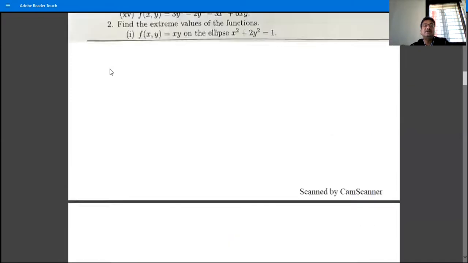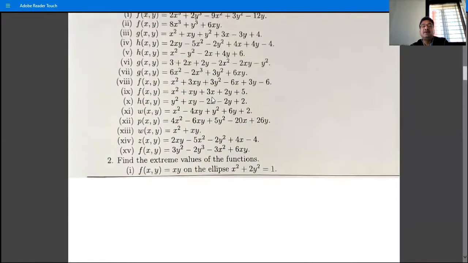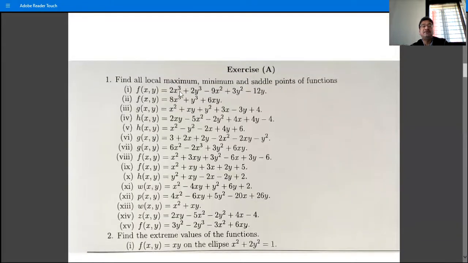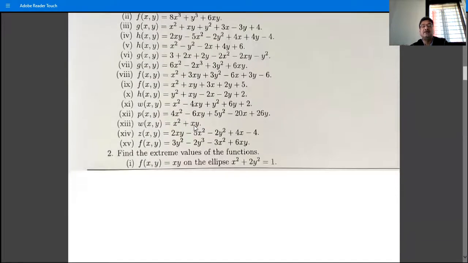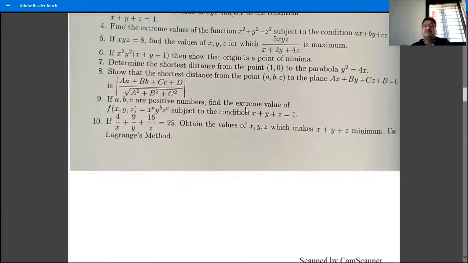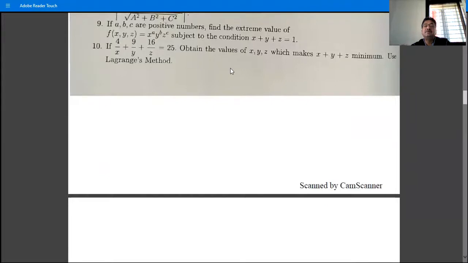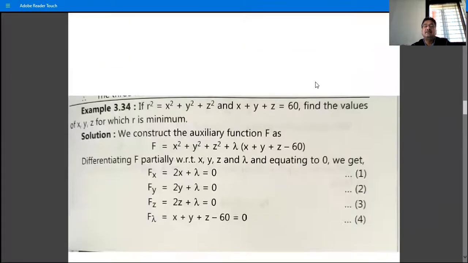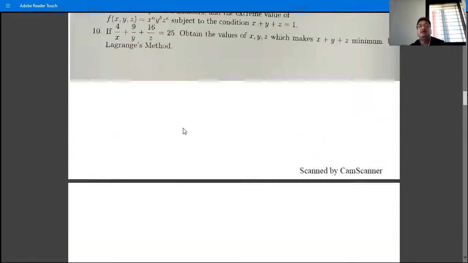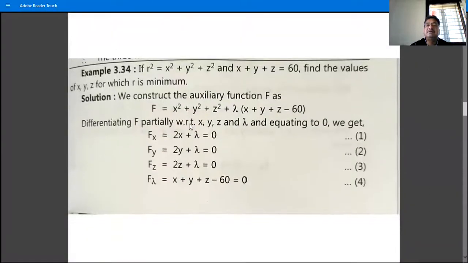So this exercise number 2 is on Lagrange's method of undetermined coefficients, and these are the problems on the second order derivative test. So solve all these problems. Again, the same problem is here. Solve all these problems in our assignment notebook. These are some other problems, so solve them.